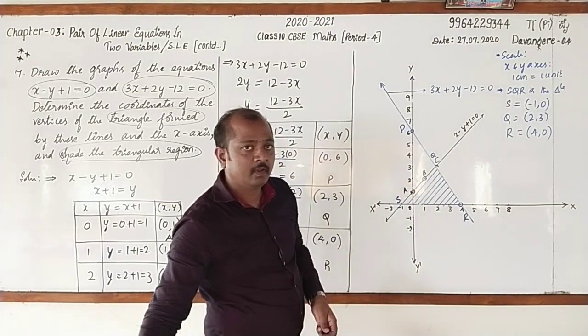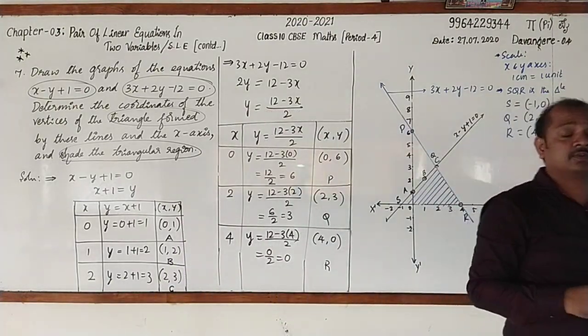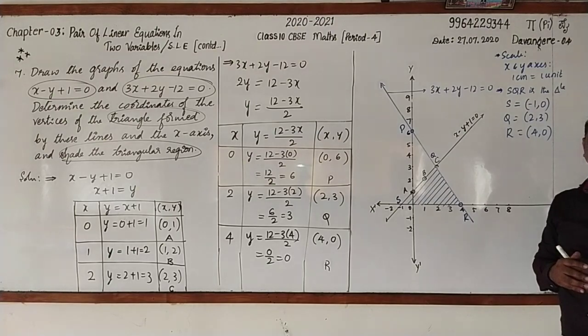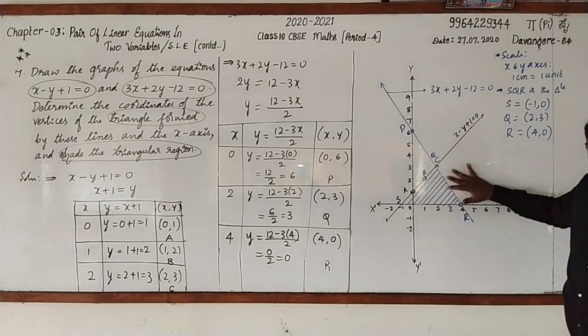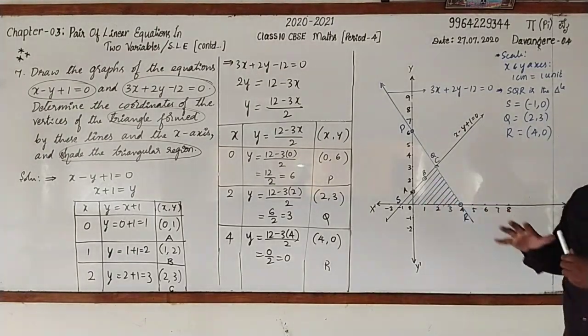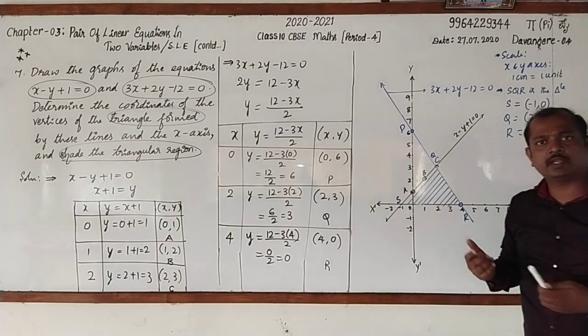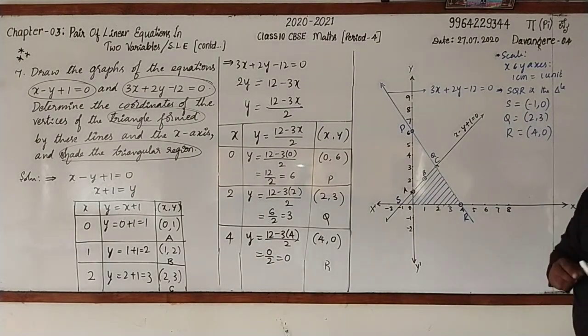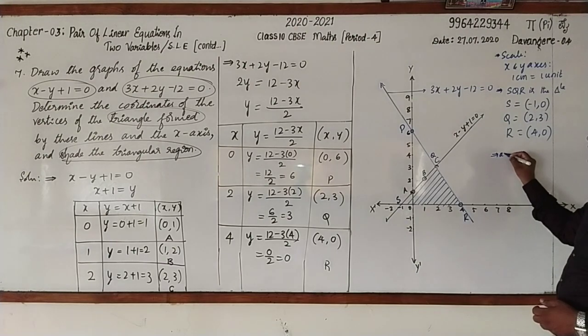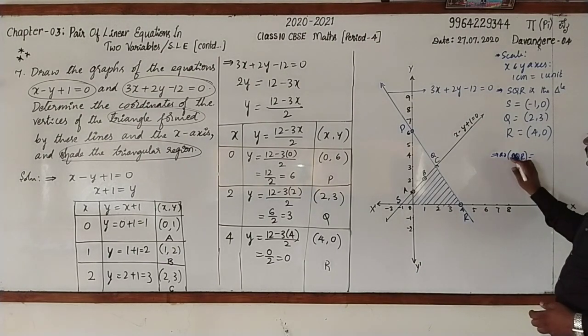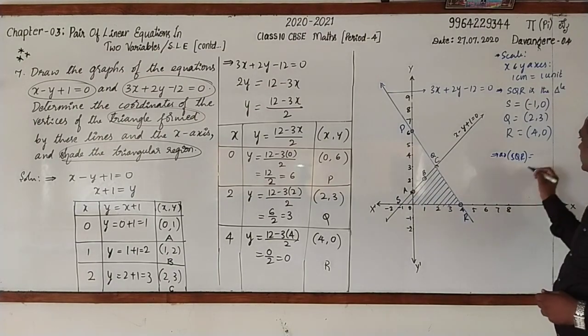Clear? Okay. Other than this, what question may you expect? You may ask like this: also, find the area of the shaded region, or the area of the triangle. It is additional information I am writing. Area of SQR. Area of a triangle is half into base into height.